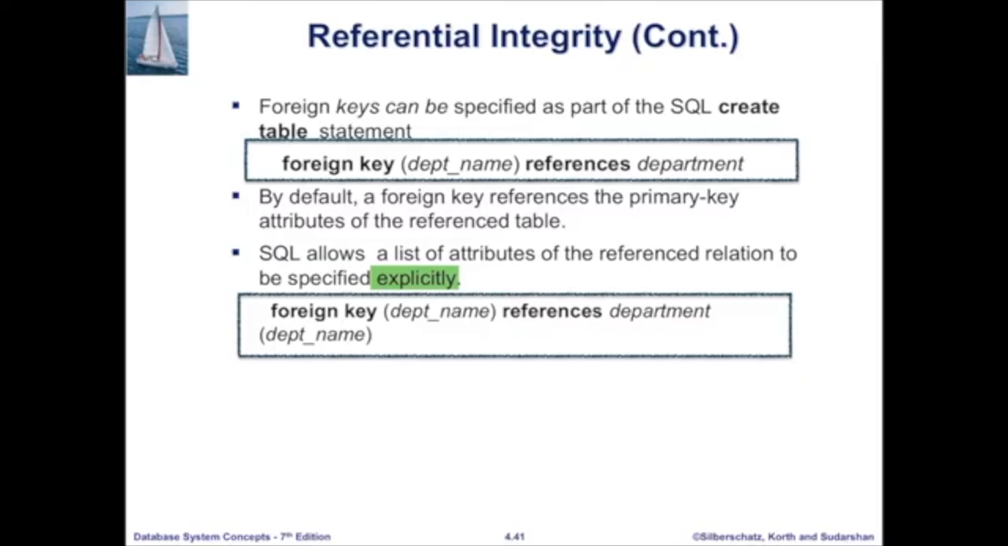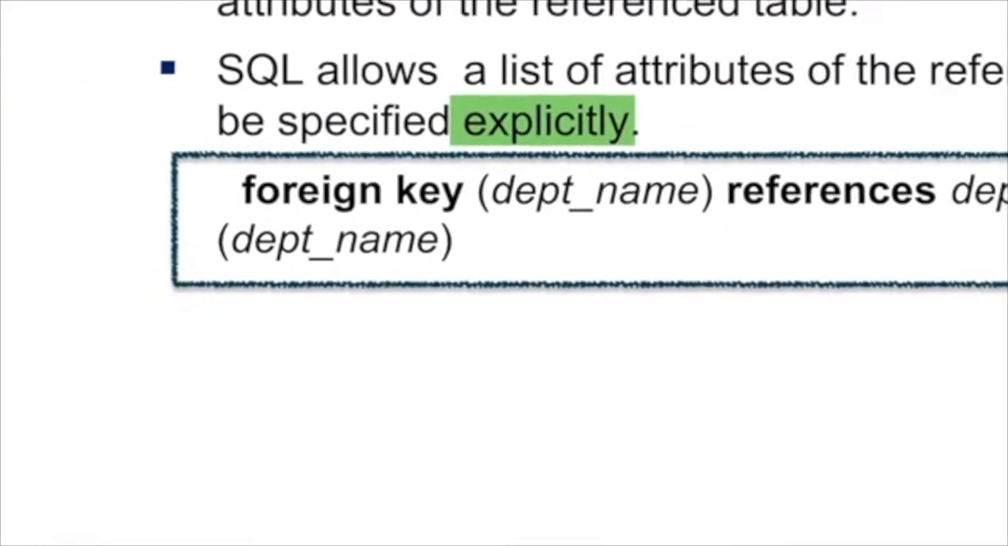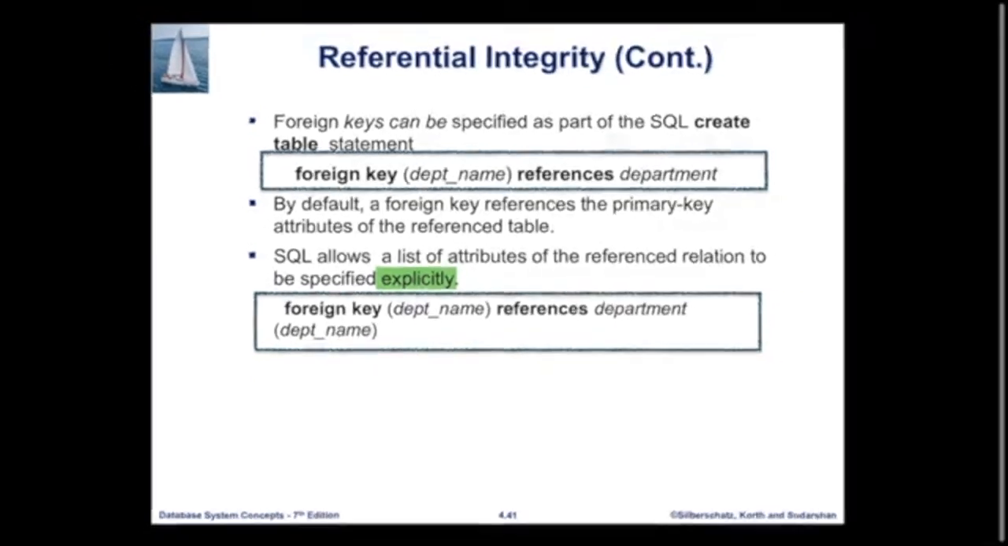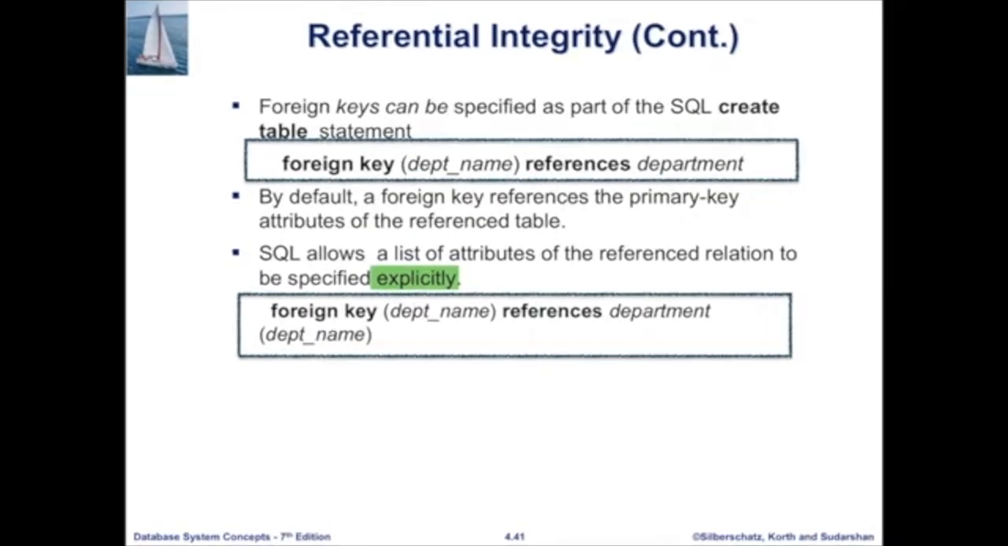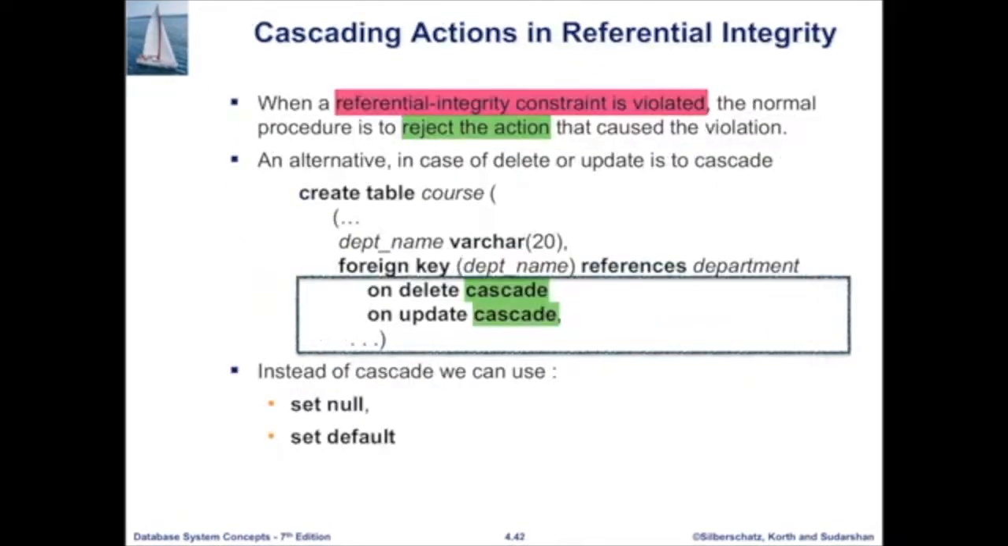So in this case, explicitly nakalagay si department name as the foreign key. There's a concept called cascading actions in referential integrity. So when a referential integrity constraint is violated, so yung previous condition natin was violated, the normal procedure is to reject the action that caused the violation.